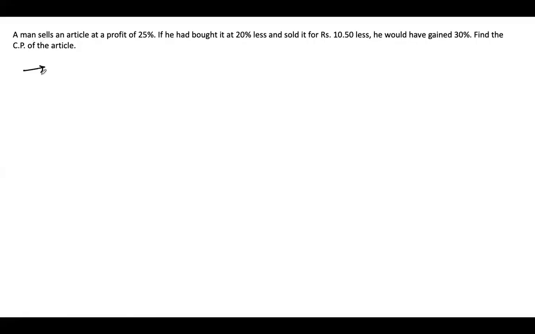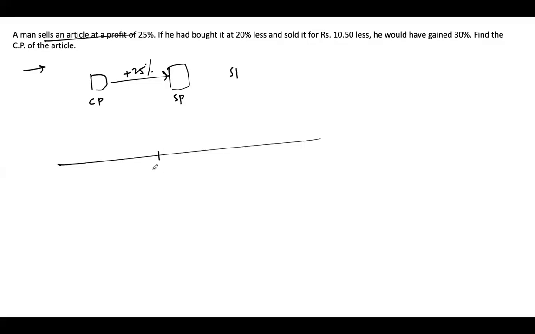What is it saying? It says that a man sells an article at a 25% profit. So you can assume this cost price to be 4. Okay, go for it. Let's say this was your cost price and he sold at a 25% profit, the selling price. Yes. Then what is it saying?